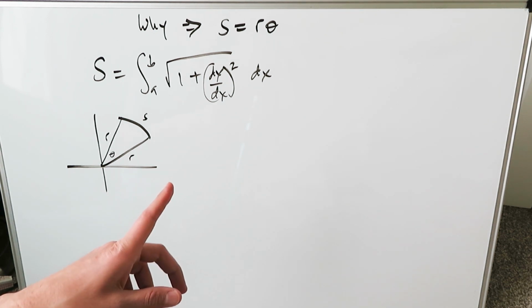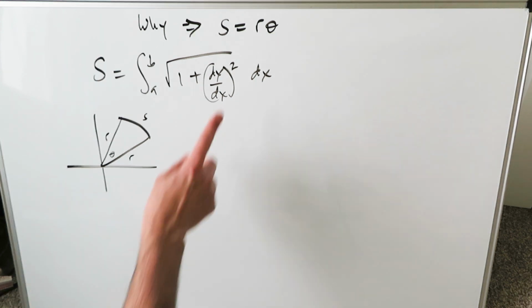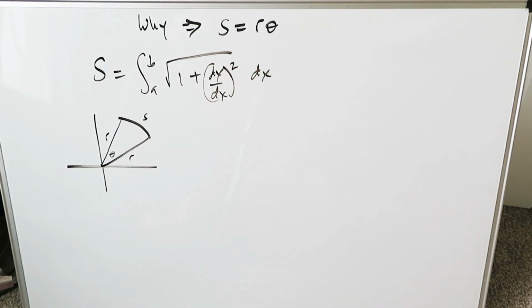The arc length of a circular arc is equal to r theta. You know this formula, you've seen it. Why is this formula the way it is? How can we validate it using calculus? And that's the purpose of this video.